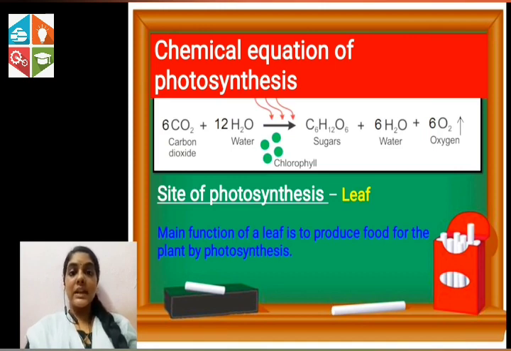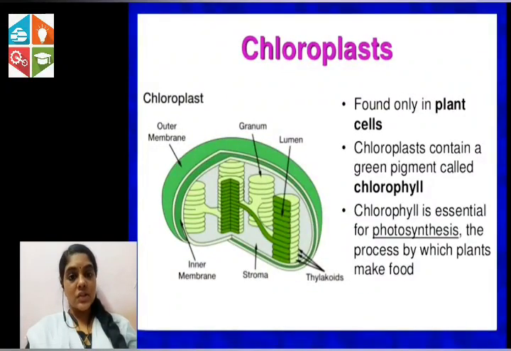Next, the site of photosynthesis, as I said, is the leaf. The main function of the leaf in the plant is to produce food by the process of photosynthesis. There are two important structures in the leaf which help in the process of photosynthesis. The first one is chloroplast. As I said, the leaf appears green in color due to the presence of chlorophyll. These are the round circular structures which you see in the leaf in its cross section. These are found inside the plant cell.